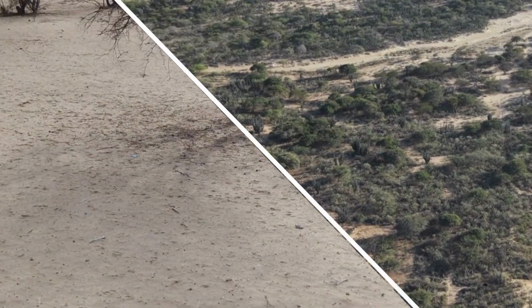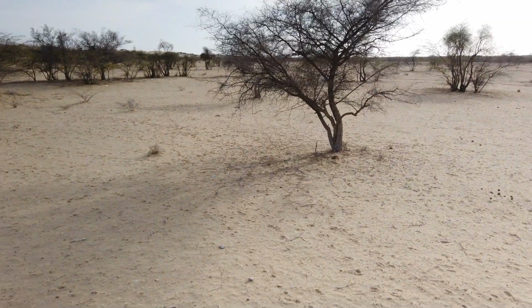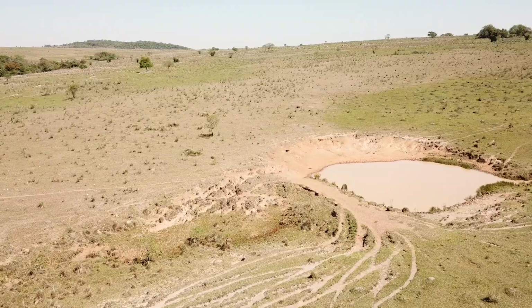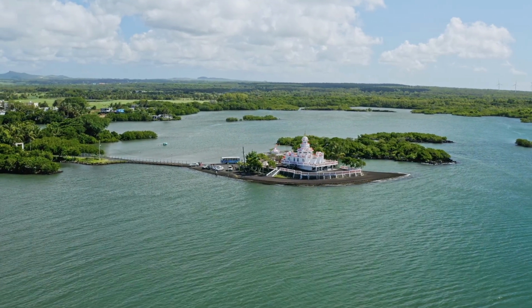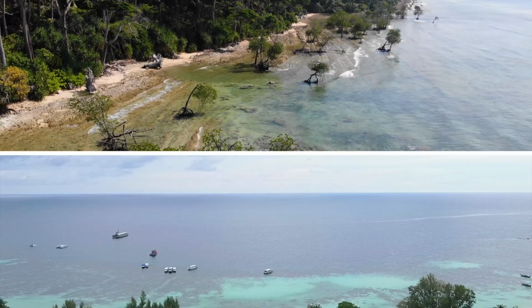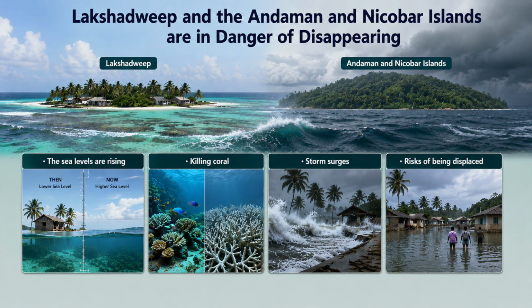I would also like to cite an example from the western part of India. As you know, Rajasthan and certain areas of Gujarat have desertification, drought, not sufficient water, loss of animals and crops. Besides that, at the end, I would like to take you to the Andaman and Lakshadweep Islands. These are in danger of disappearing. The sea levels are rising, killing the coral reef. Storm surges are there, with risk of being displaced.